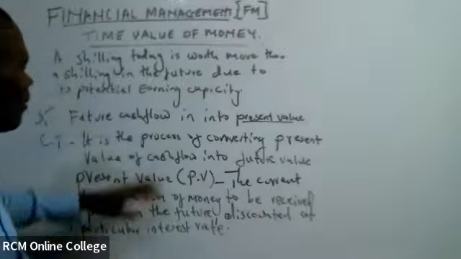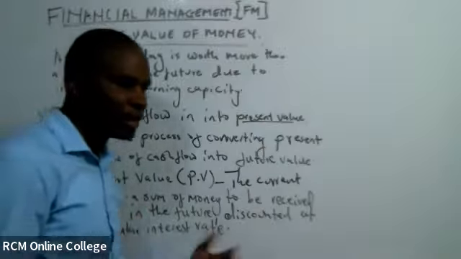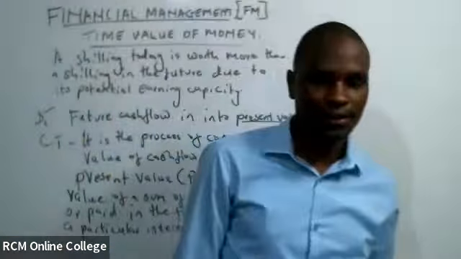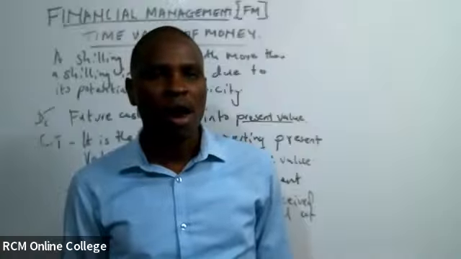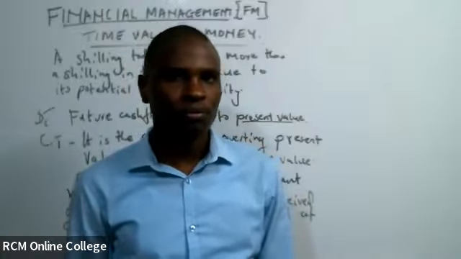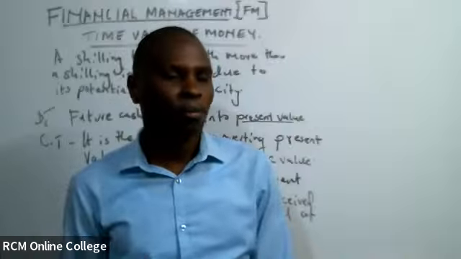So to get the present value, we usually discount. It's good to note that. If I want to get the present value, I discount. If I want to get the future value, I compound.